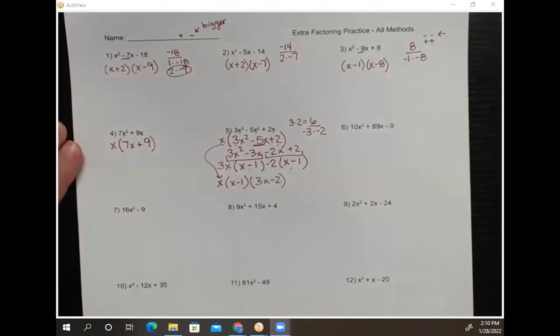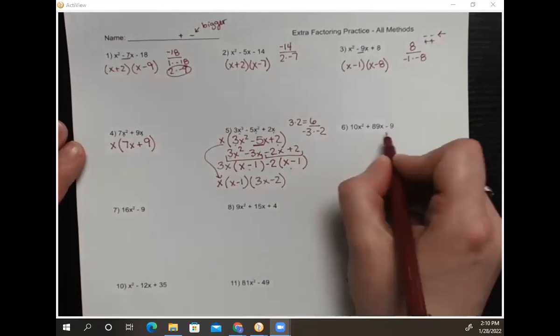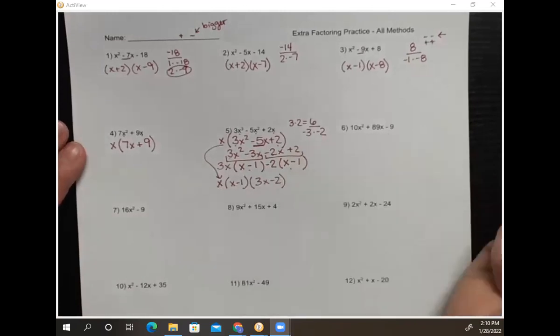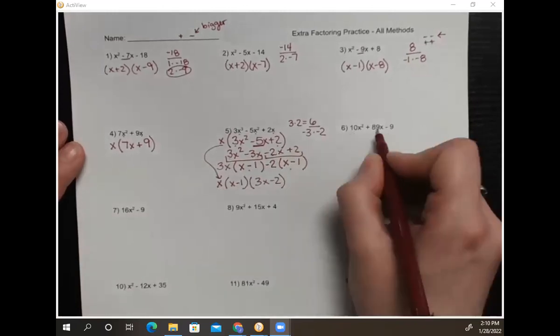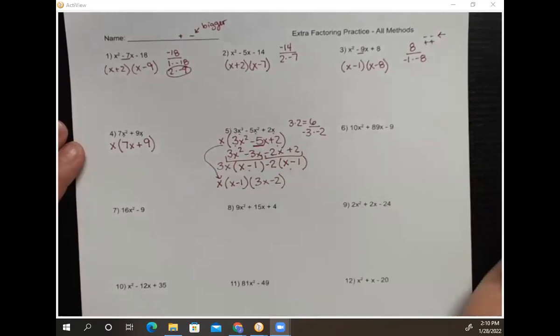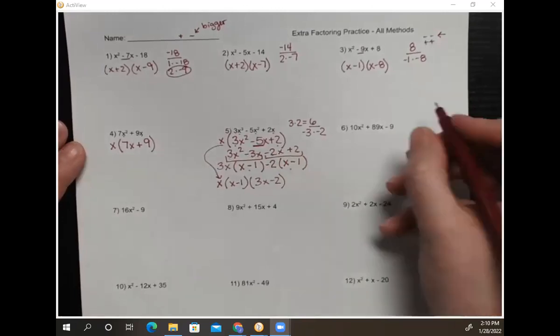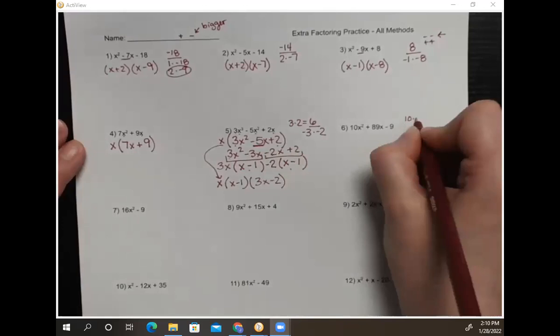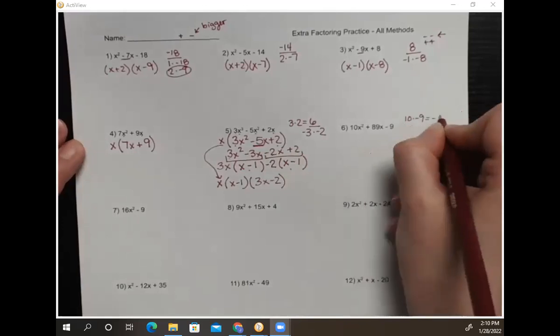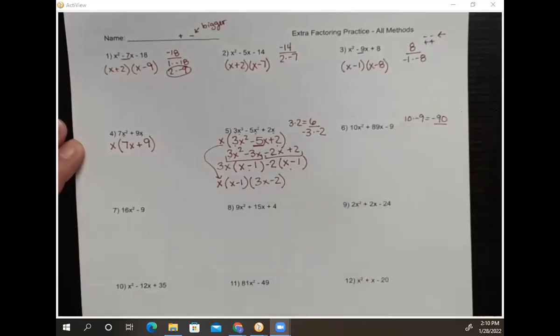Number 6, same idea. I want to start by looking for a GCF. There's not a number I could divide 10, 89, and negative 9 by without a remainder. So again, we're going to use AC method here. So 10 times negative 9, that gives me negative 90. And I want factors of negative 90 that would add to 89.